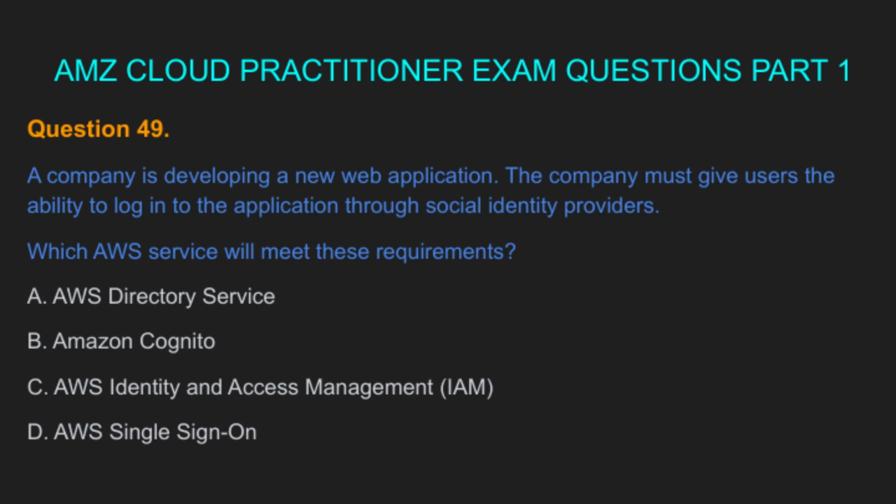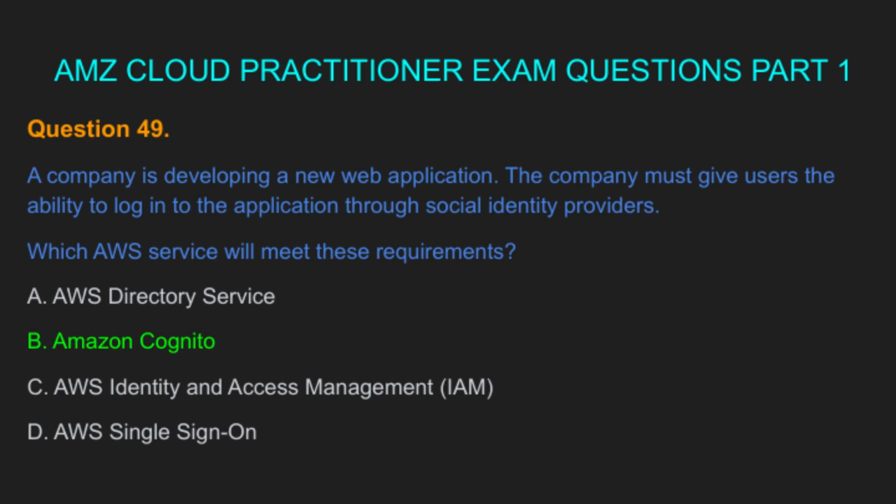The company must give users the ability to log into the application through social identity providers. Which AWS service will meet these requirements? A. AWS Directory Service. B. Amazon Cognito. C. AWS Identity and Access Management, IAM. D. AWS Single Sign-On. The answer is B.